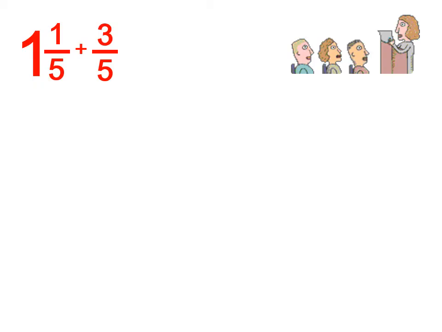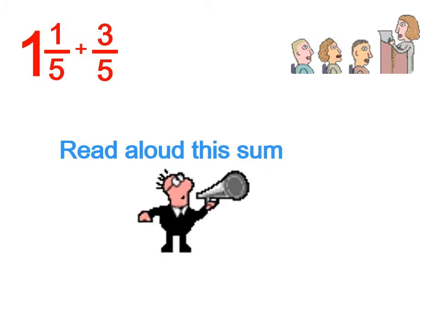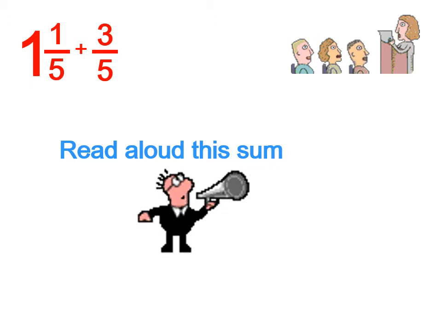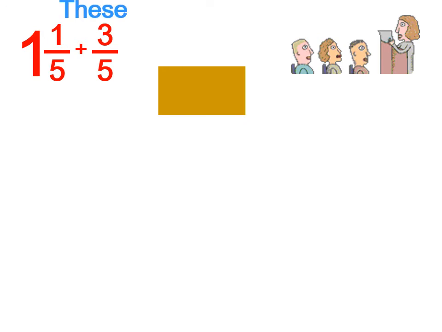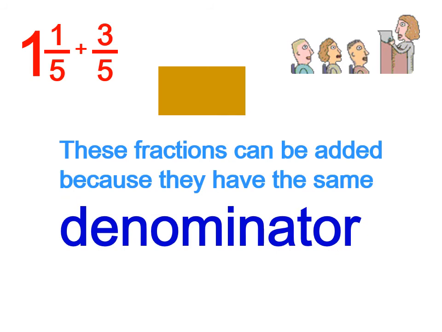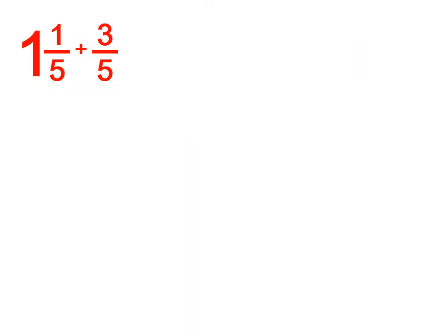Okay, this time, let's read this one aloud. This one's going to be 1 and 1/5 plus 3/5. Is there anything different? Is there anything going to change here for us compared to what we've just done? Well, these fractions can be added because they still have the same denominator. Yeah?